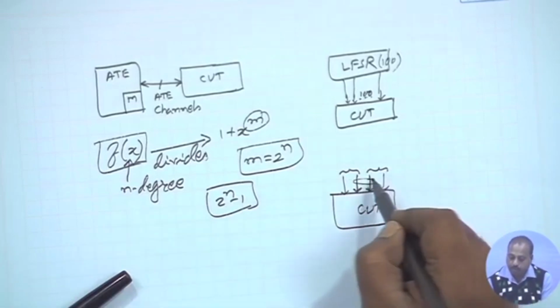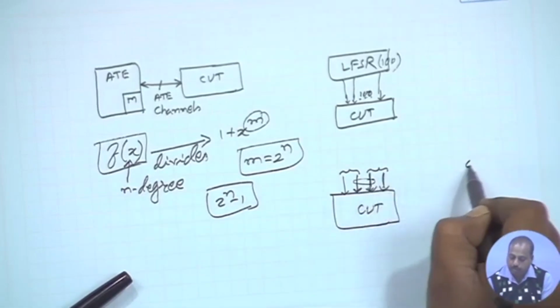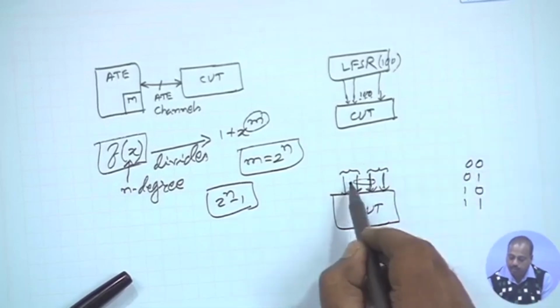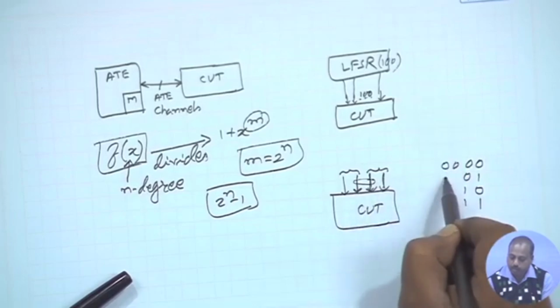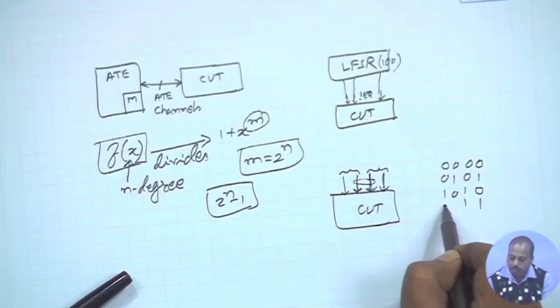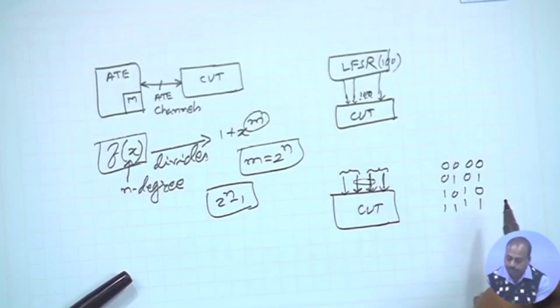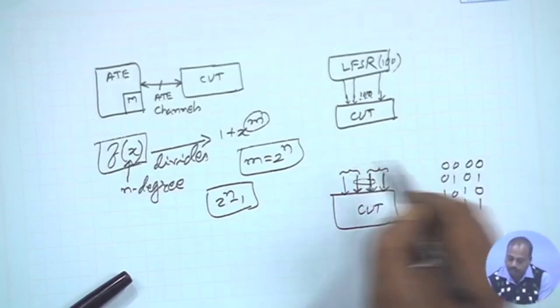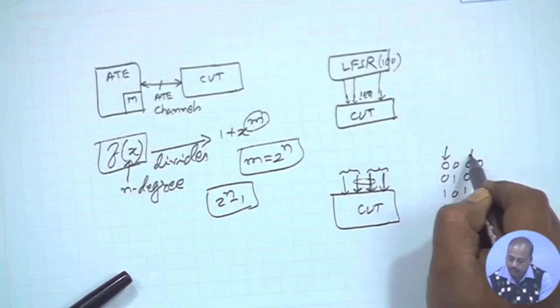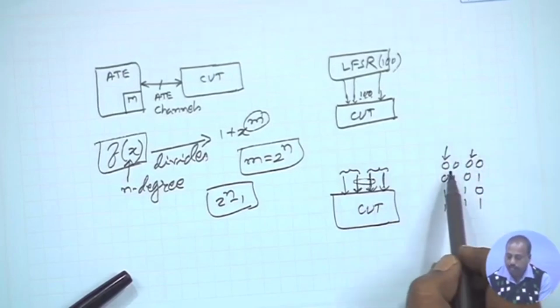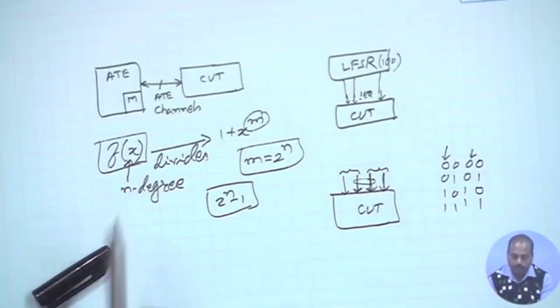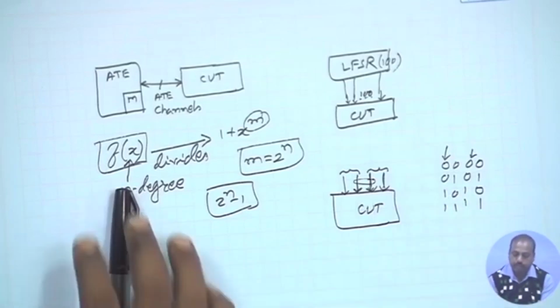If you look into the patterns, here I am applying 0 0, 0 1, 1 0 and 1 1, all the patterns. Similarly, here also I am applying 0 0, 0 1, 1 0 and 1 1. But you see that if you consider, say, this input and this input, it is not exhaustive. It is generating only 2 patterns, 0 0 and 1 1. This sort of testing is called pseudo exhaustive testing.